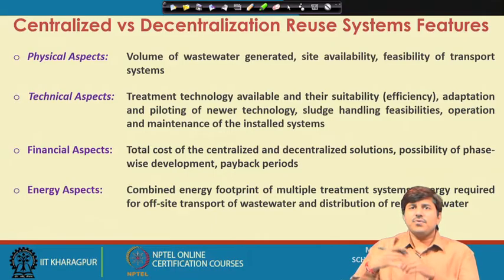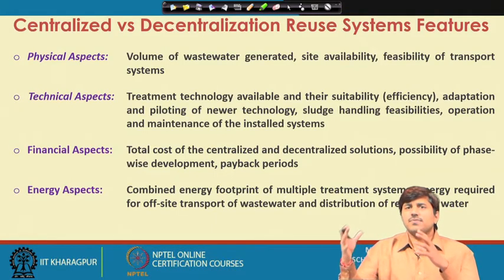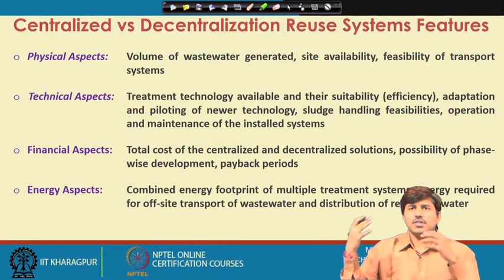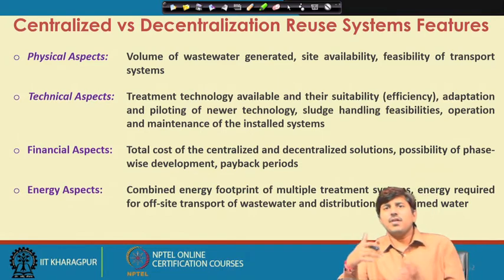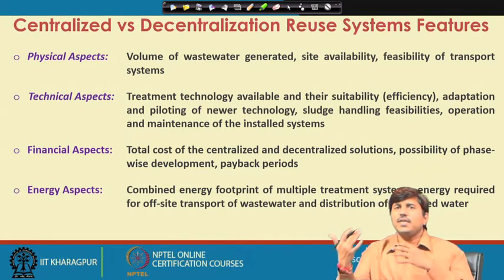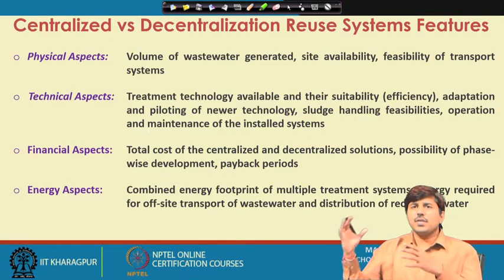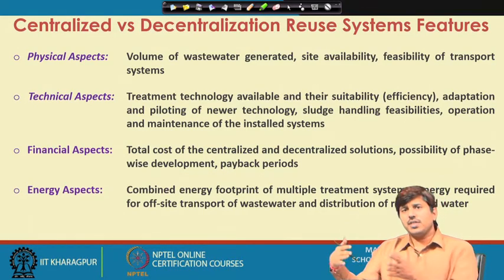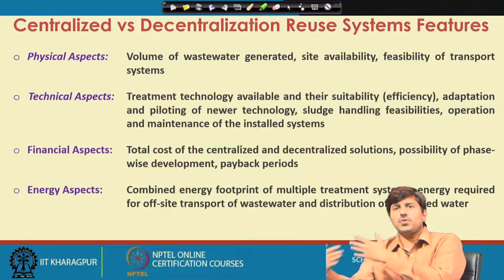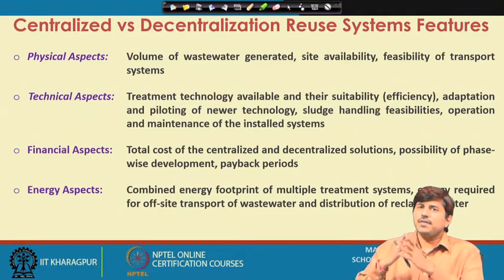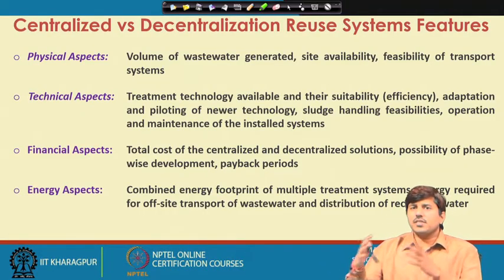If you have a centralized system, it becomes very difficult to adopt new technology. Particularly with an existing system, if you want to amend something, it becomes very difficult because of the scale. If you have a 1000 MLD plant and you just want to see if adding one unit is going to help or not, it becomes very difficult. But in smaller systems, it is fairly easy, because the sizes of the units are much smaller.